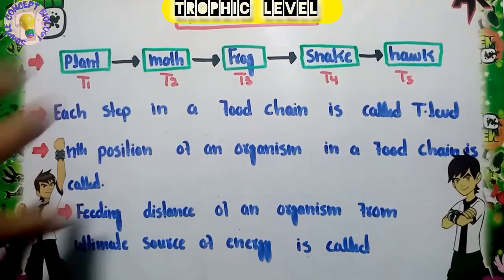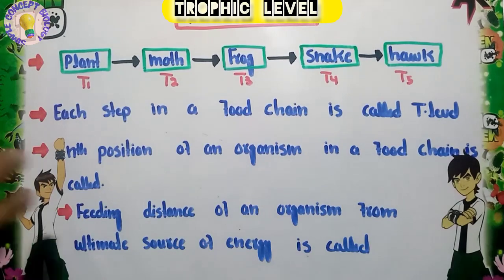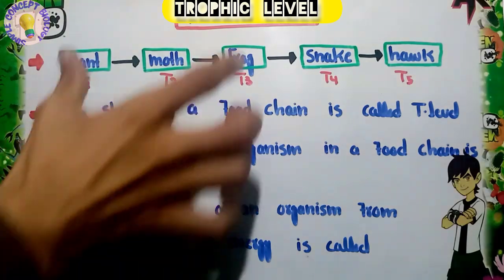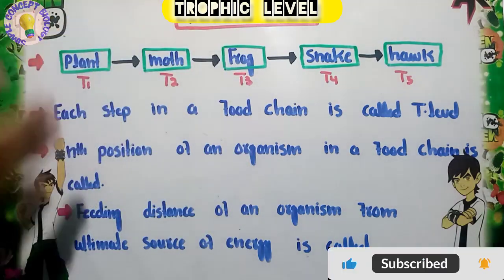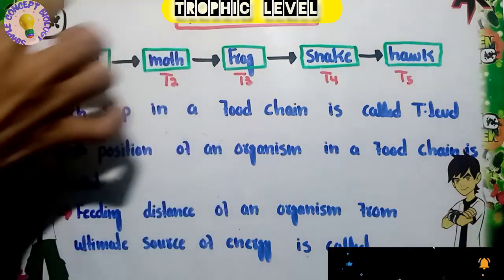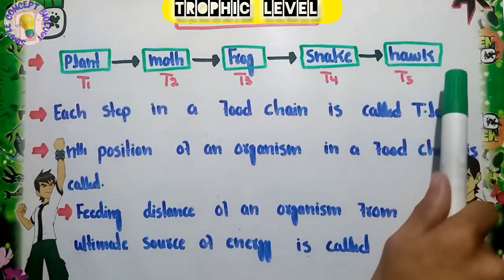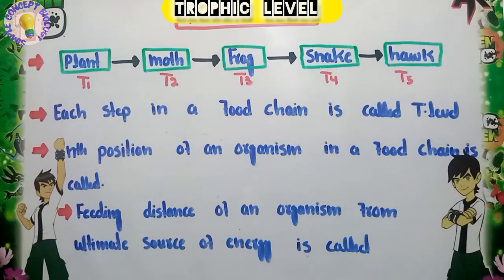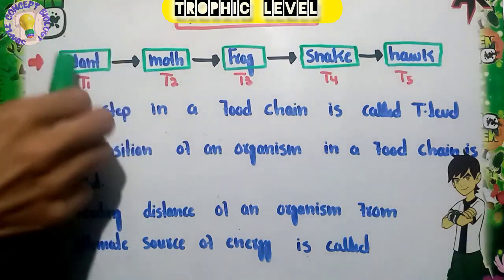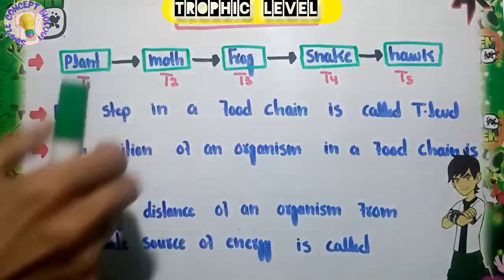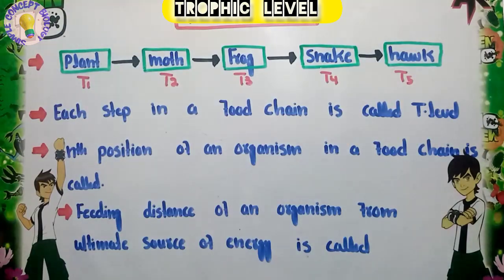Now what is the definition of trophic level? Here are some definitions of the trophic level, but before discussing them, we should have an example. We will take the previous example to understand the definition. Without this example, you cannot understand the definition of the trophic level. You can see here an example of a simple food chain. The organisms involved are the plant, and the organisms that feed on it: the moth, the frog, the snake, and finally the hog that feeds on the snake. So this is the food chain.